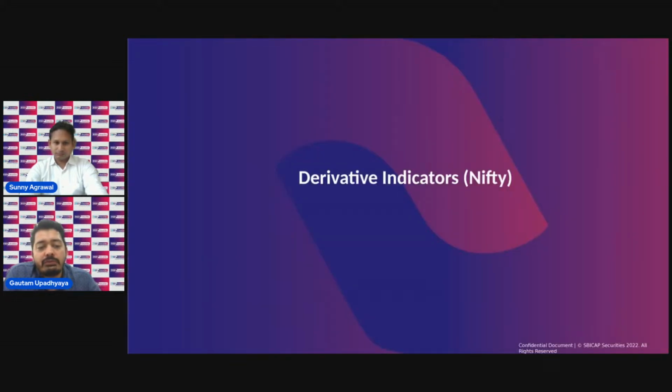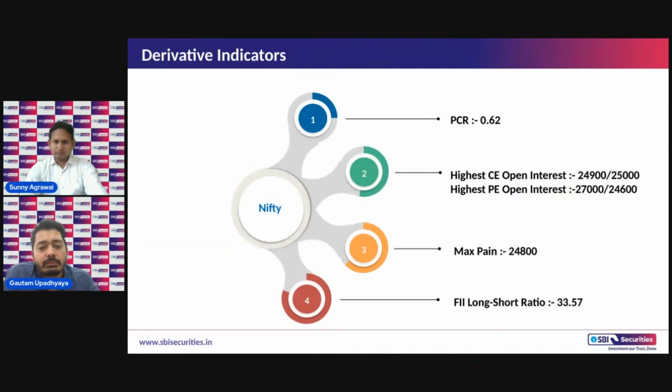And now just a brief outlook regarding the derivative indicators and what they are telling us at the current juncture. तो अगर आप ऑप्शन चेन या ऑप्शन डेटा को थोड़ा भी एनालाइज करें, it is clearly indicating that there is a bit of selling pressure in the market.